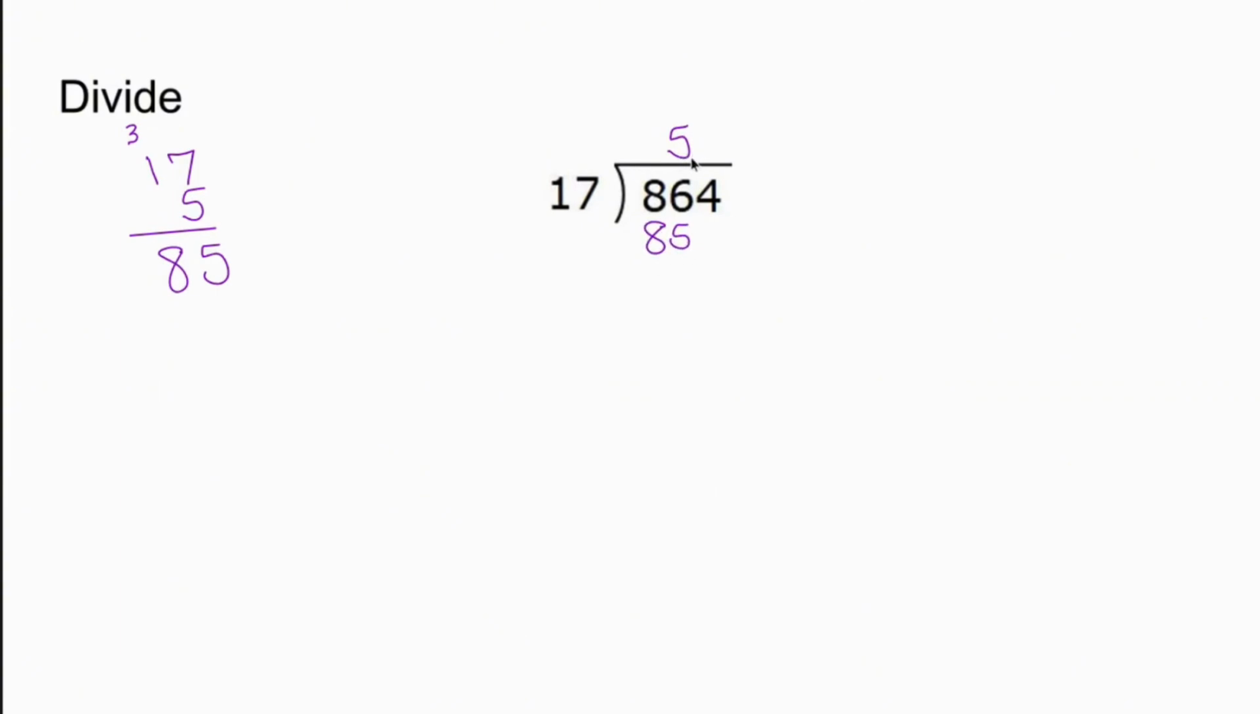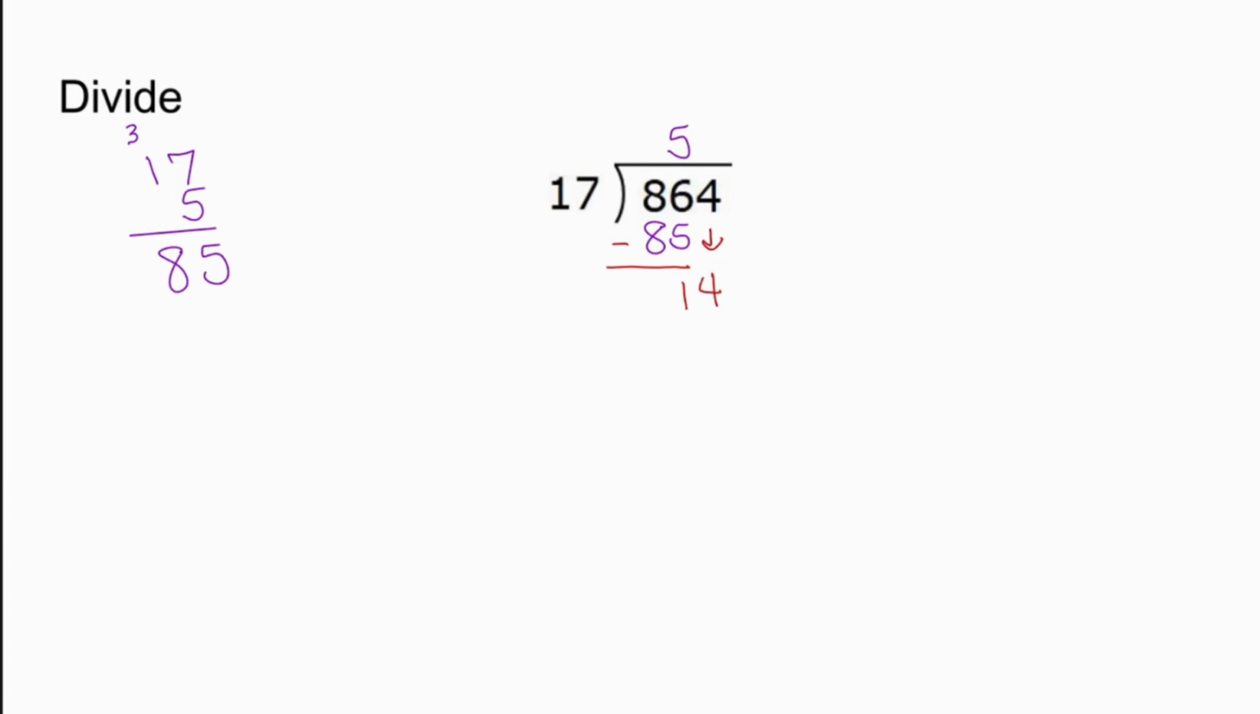Now, if you guessed a different number like 6 and your number was too big, that's okay. You just now know that it's not 6 and you try it again. Now that I have this number written out, I'm going to subtract. So 86 minus 85 is 1. Drop down the 4 and repeat the process.